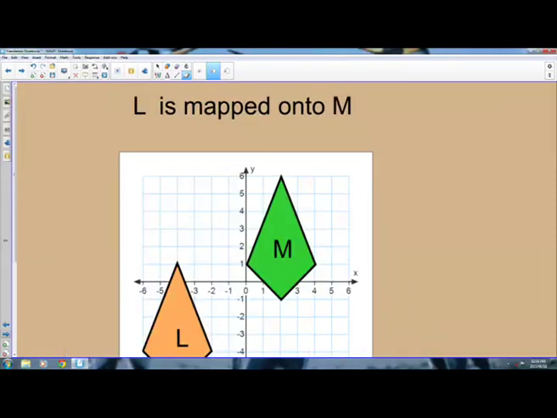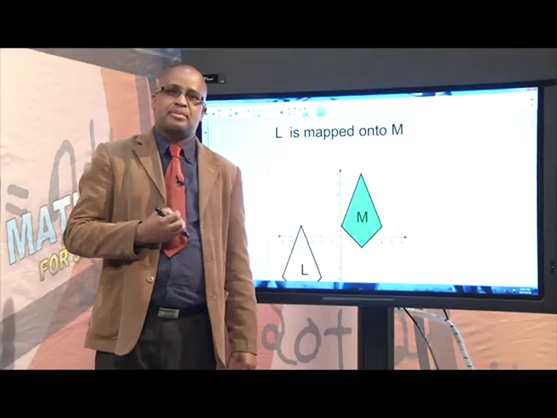There are many examples of translations. The other example I've got here on the board, go and try this at home. Find out what translation vector will map L onto M. Let us go for a short break. When we come back, we'll continue with the lesson.